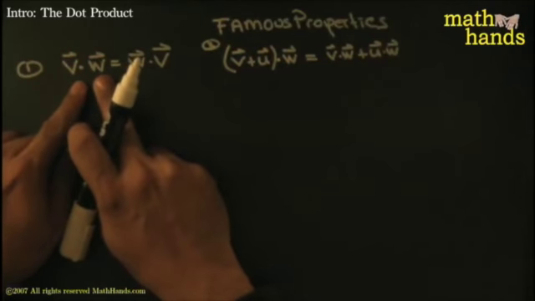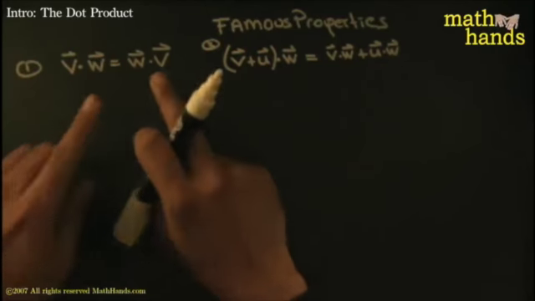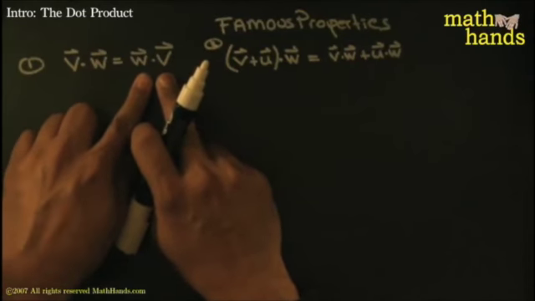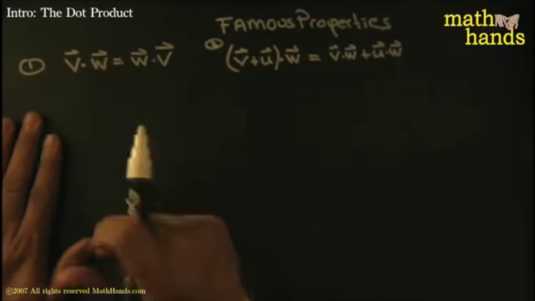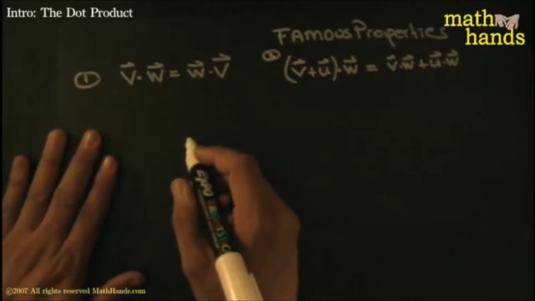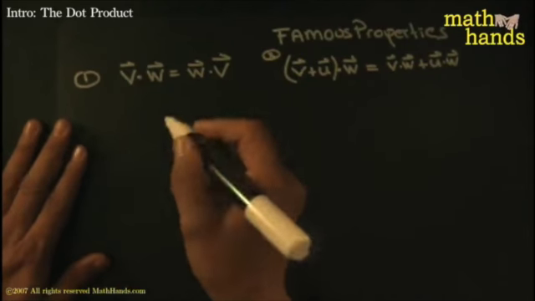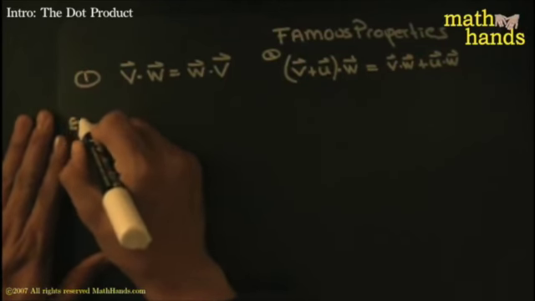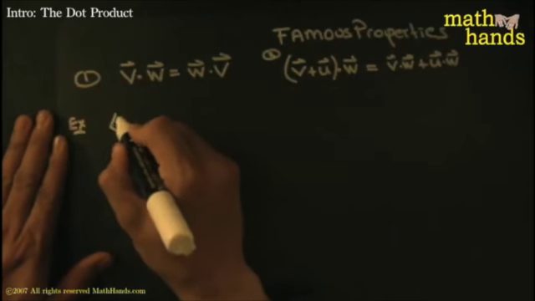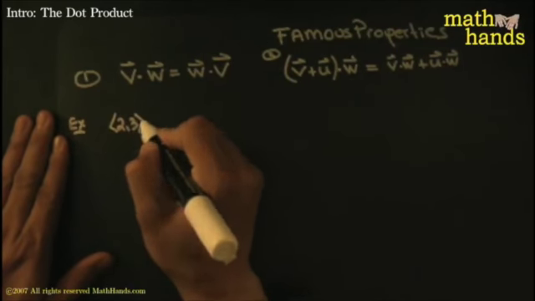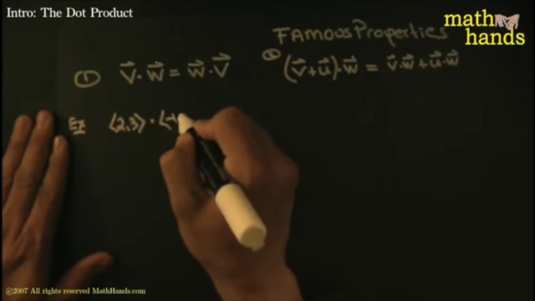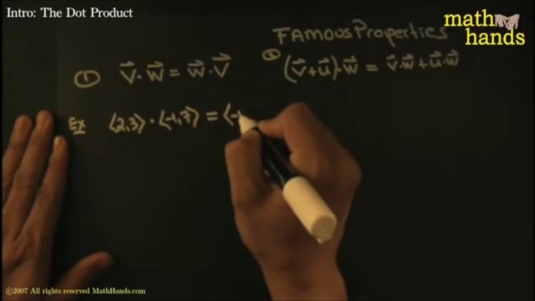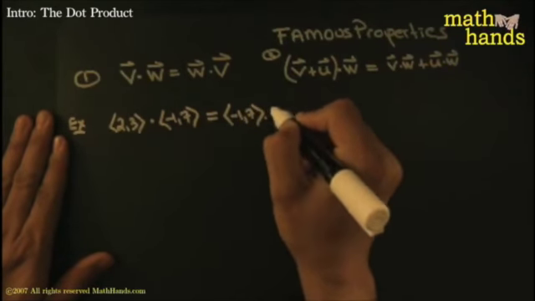All right, there are about 4 of these famous properties. I'm not going to go through every single one, but let me just show you a couple to see what they mean and what they're saying and why they're true. This one says that if you dot 2 vectors, v dotted with w, the order really doesn't matter. You could switch them around, and instead of doing v dotted with w, you could do w dotted with v, and you get the same answer.